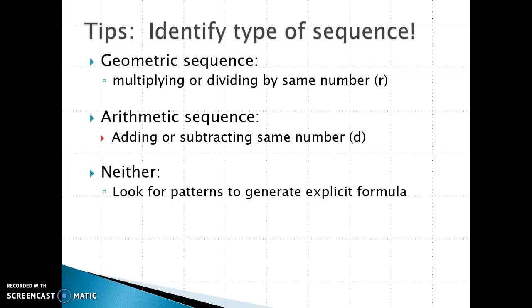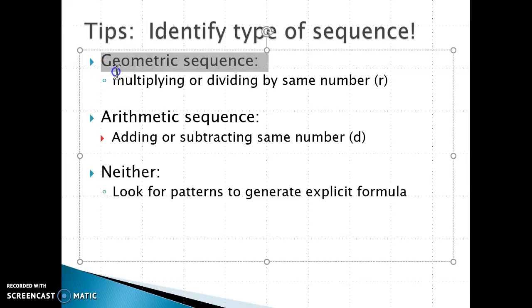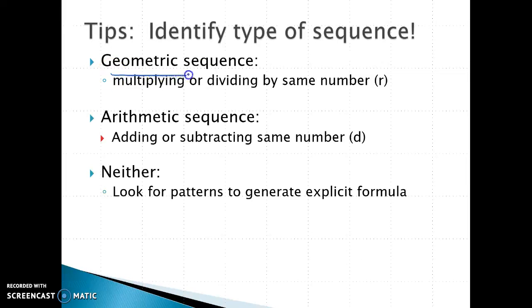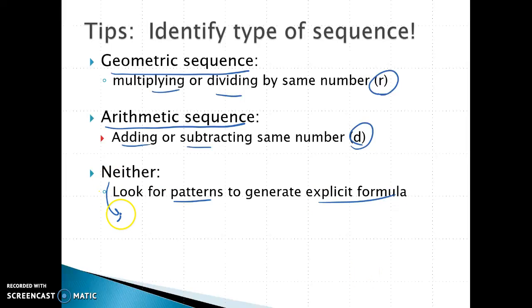Okay, so a couple of tips to help us out. When we're working with a geometric sequence, we're going to notice that we are always multiplying or dividing by the same number, which is going to be our common ratio R. If we're working with an arithmetic sequence, we'll notice we're always adding or subtracting the same number, which we call D. If neither of these rules apply, then we're going to look for patterns to generate our explicit formula A sub n. Common examples of neither are perfect squares or perfect cubes.